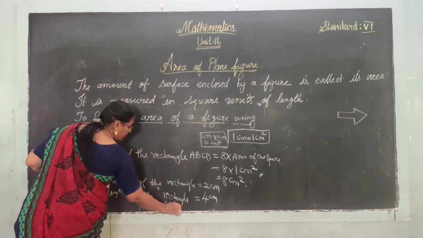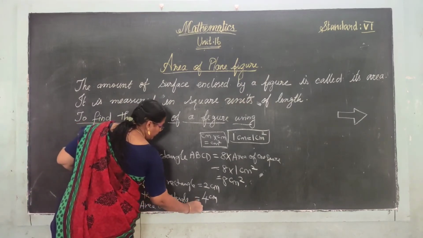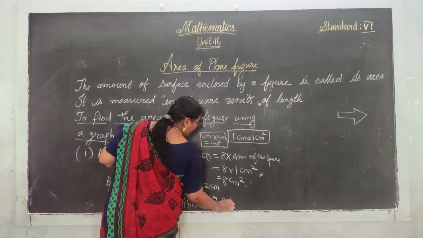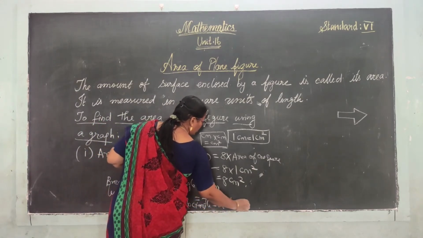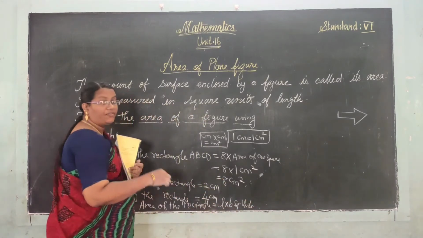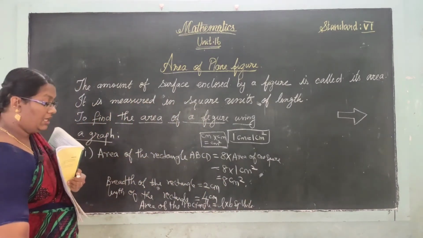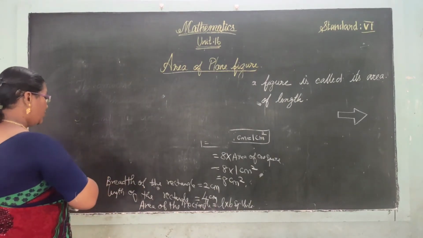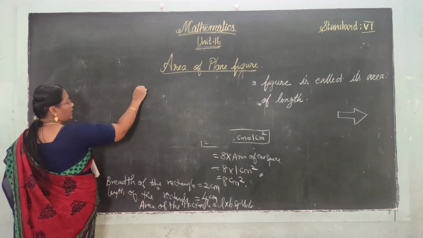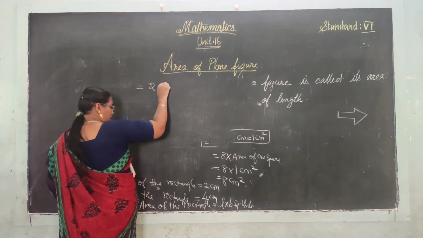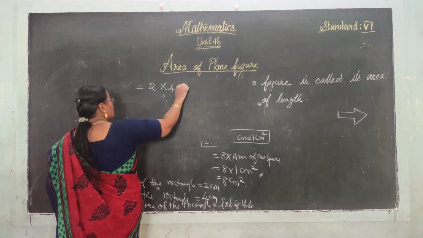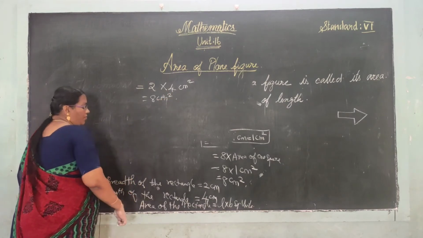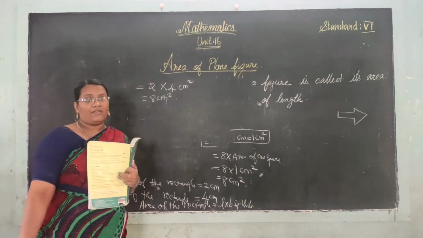What is the formula for area of the rectangle? Area of the rectangle is equal to L into B square units. So area of the rectangle is equal to L value is 2, 2 into breadth value is 4 centimeter square. So 8 centimeter square. This is a formula method. That one is using the graphical method.